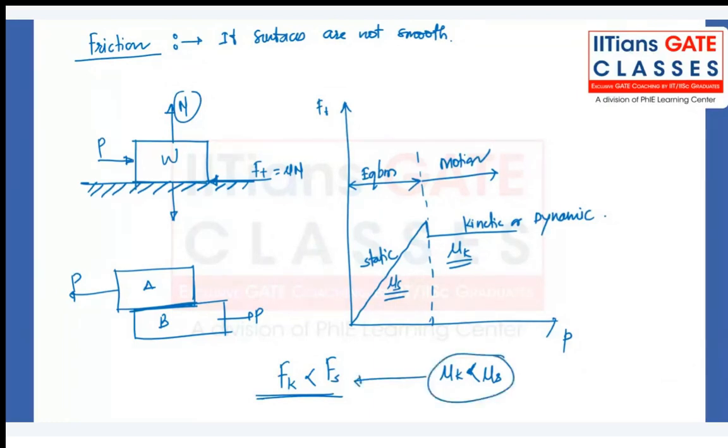And you can clearly see it through the graph: this is the value of Fs, static friction, and this is the value of Fk. There is a drop here. From this, what we can infer is that Fk is smaller than Fs, and mu k is smaller than mu s. So in a question, you have to read carefully: if they are giving bodies at rest, they are talking about mu s. If the body is in motion, they are talking about mu k.